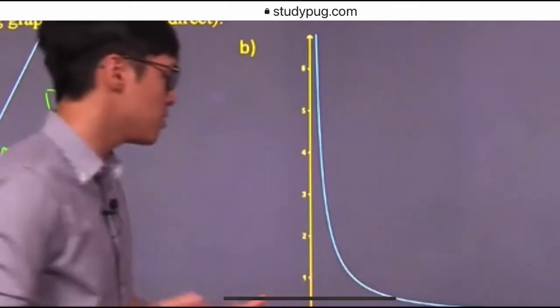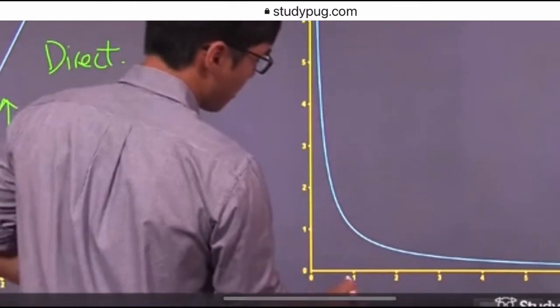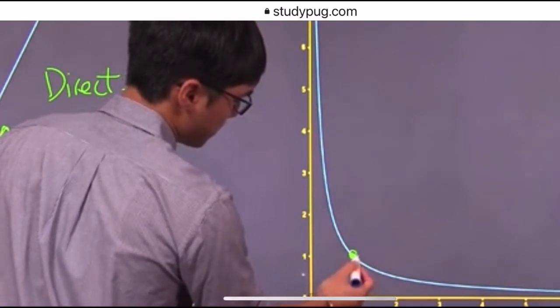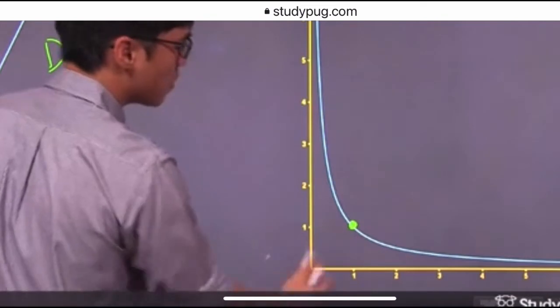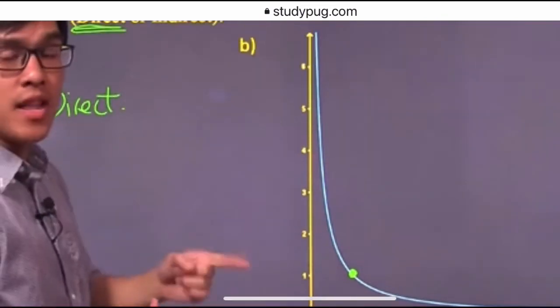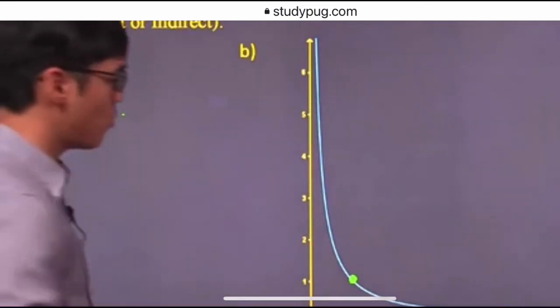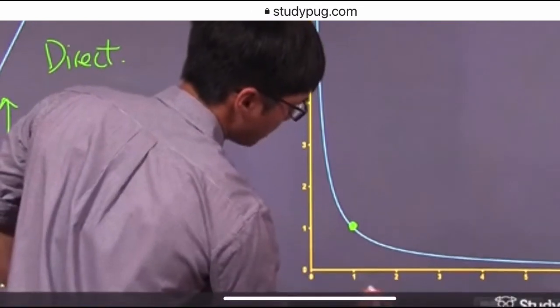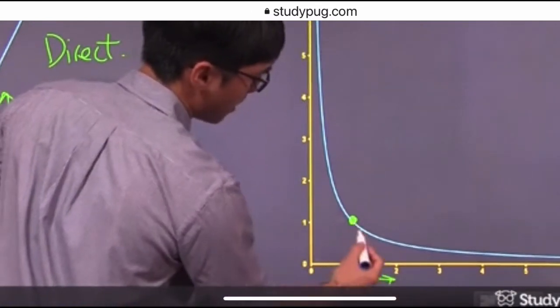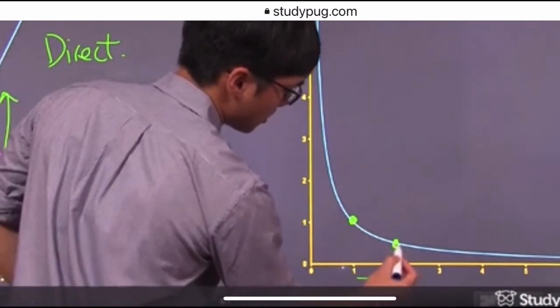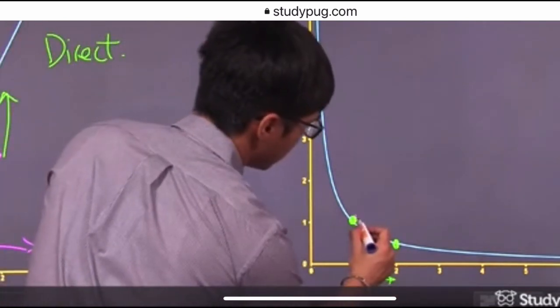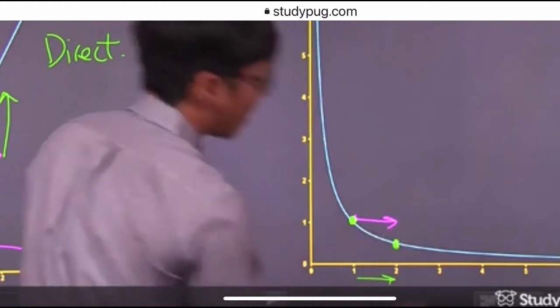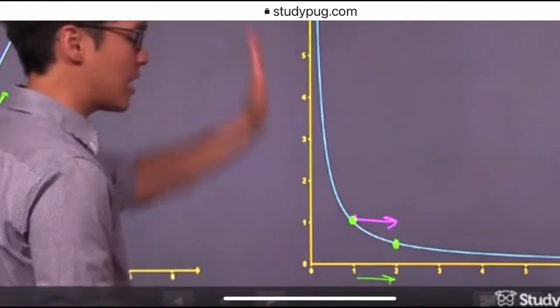First of all, let's start with this point over here. We have this point around 1 and 1. X equals 1, y equals 1. Now, when the value of x increases, what happens to y? If we increase the value of x from 1 to 2, where's the value of 2? 2 is right here. So if we increase the value of x by 1 unit, what happens to the y, the vertical?